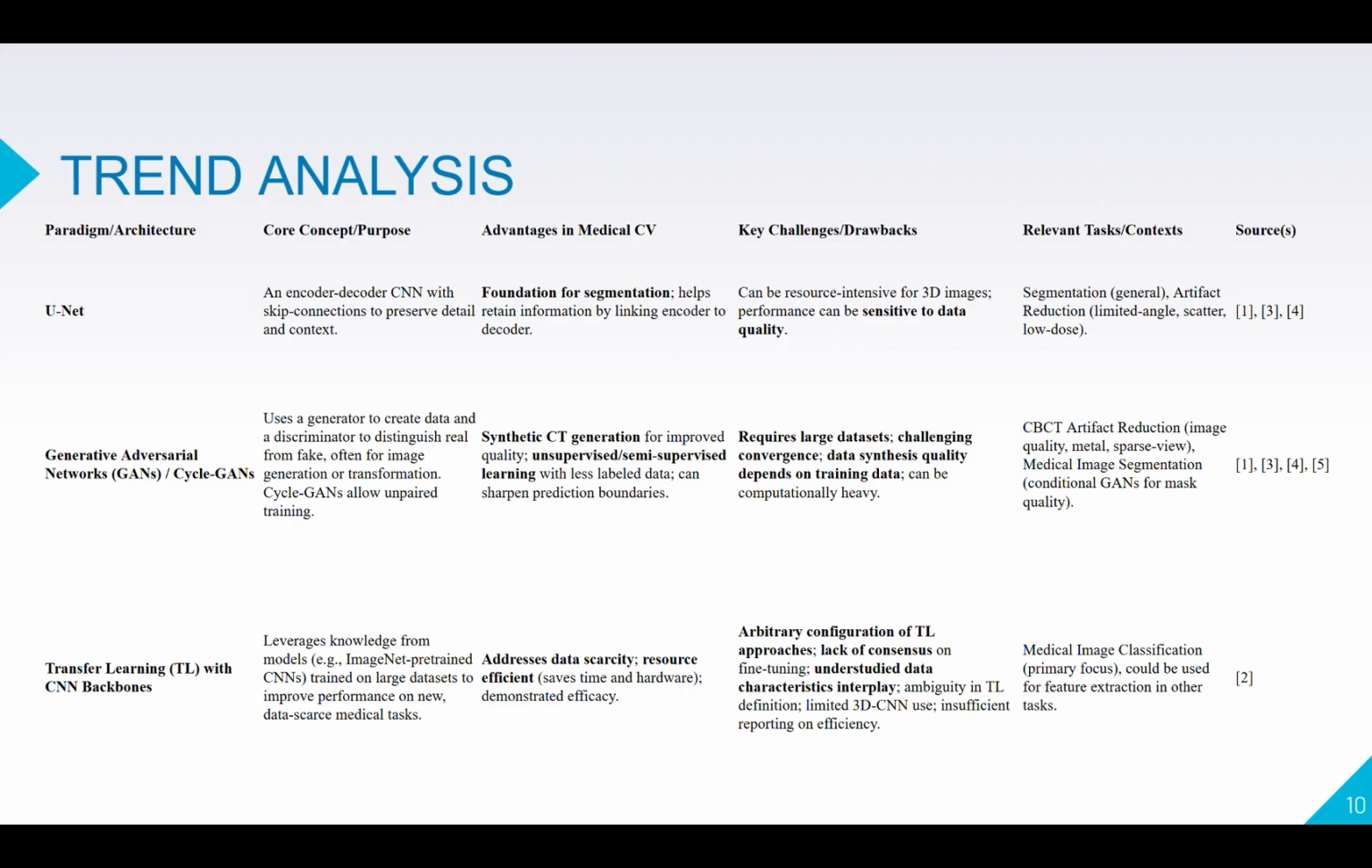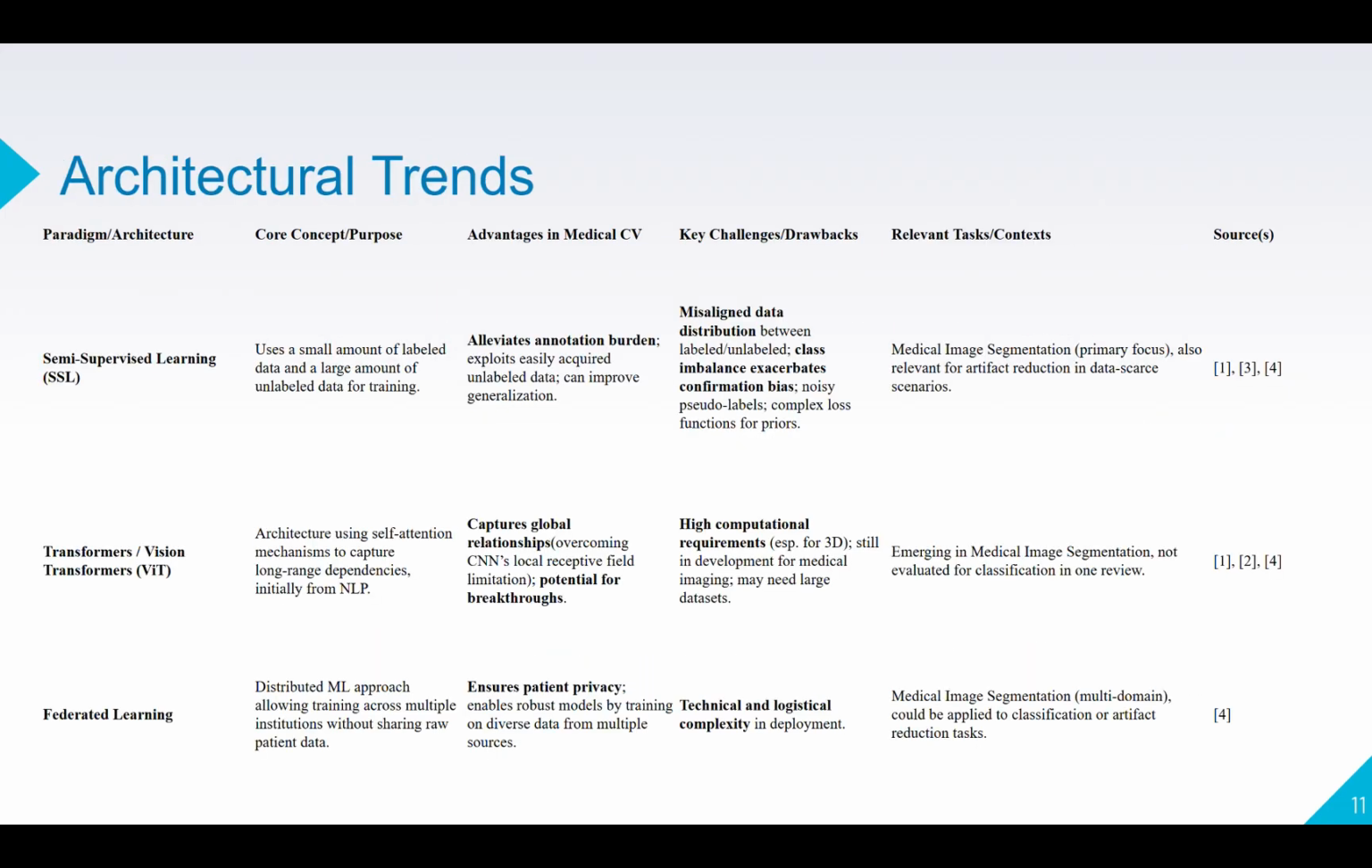Transfer learning addresses data scarcity by leveraging knowledge from large, pre-trained models to improve performance on new medical tasks. Semi-supervised learning alleviates the annotation burden by using a combination of labeled and unlabeled data. Transformers capture long-range dependencies, overcoming the limitations of CNNs, and show potential for breakthroughs in medical imaging. Lastly, federated learning enables training across multiple institutions without sharing raw patient data, ensuring patient privacy.